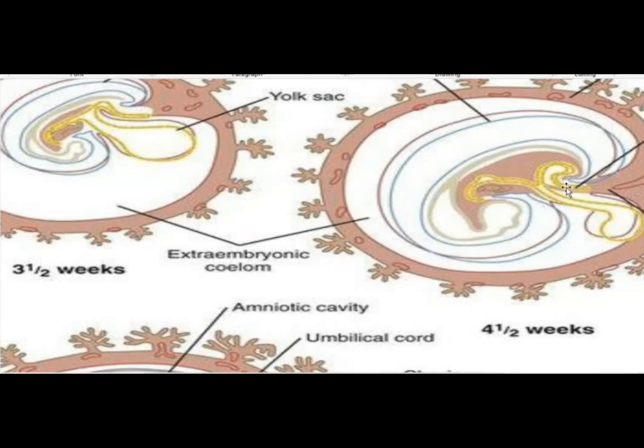When you open the body of an adult, you're going to see a solid structure connecting the apex of the urinary bladder to the umbilicus. That solid structure is known as the urachus, which in embryonic life we call the allantois, and it was excreting nitrogenous wastes.